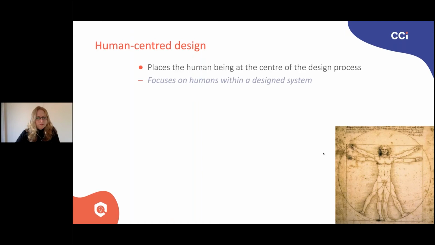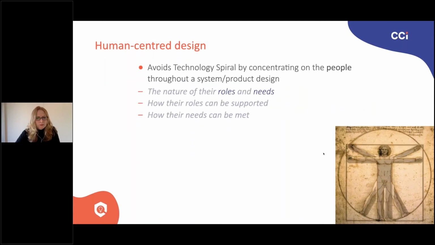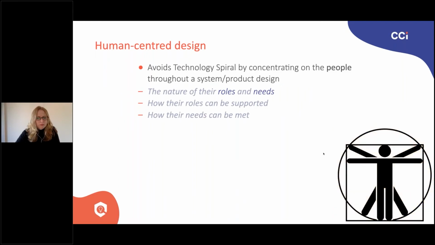So human-centered design places the human being at the center of the design process. It focuses on the humans in any design system. And it was developed in the systems design area in response to problems caused by designs that were overly focused on technology. So human-centered design avoids the technology spiral that we covered earlier by concentrating on the people throughout a system or a product design. So it looks at the nature of their roles and their needs. How can their roles be supported? How can their needs be met? And human-centered objectives rather than technology drive the design process.